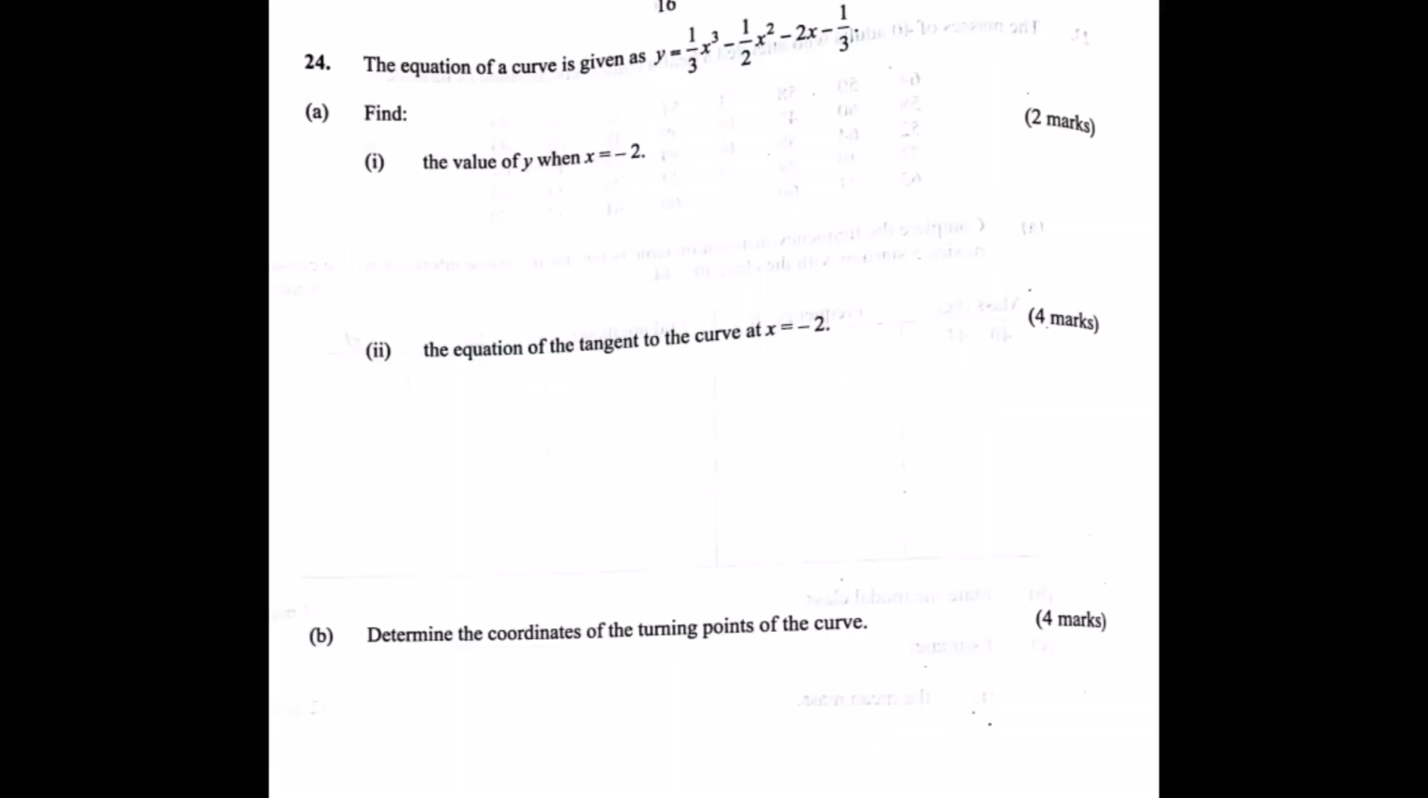Question number 24. This is differentiation. The student has been given a function. The function is given there. Part A, Roman 1, the student is to find the value of y when x is -2. Then Roman 2 of part A, the student is to find the equation of a tangent to this curve at the point x equals -2. Then finally part B, it's to determine the coordinates of the turning points of this curve.